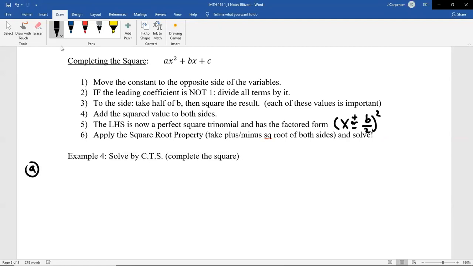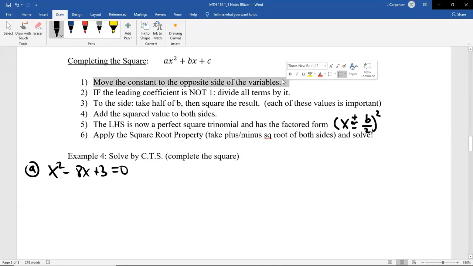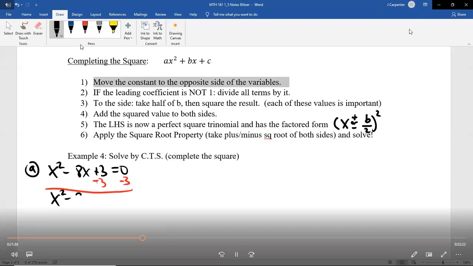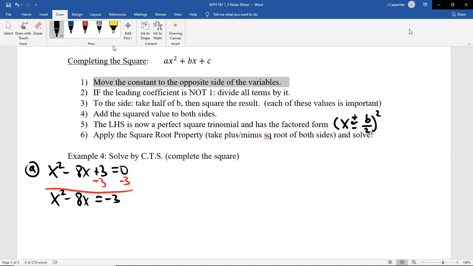All right, rambling over, let's do x squared minus 8x plus 3 equals 0. The idea of completing the square is that the constant has to be on the opposite side of the variables. So the first thing you're going to do is subtract 3 on both sides, which will give us x squared minus 8x is equal to negative 3. I meant to be in blue, but that's okay. Doesn't matter.